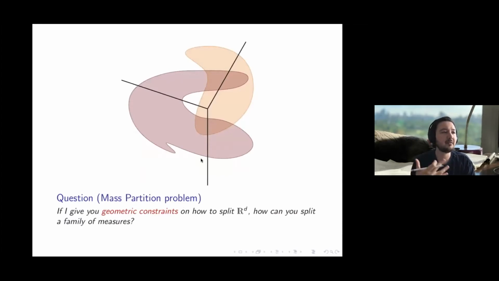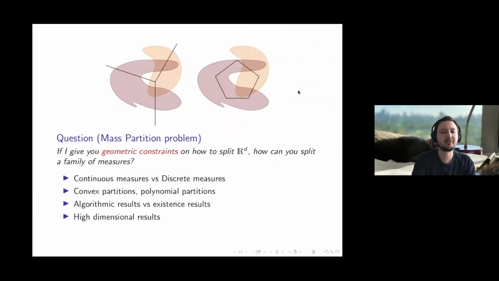So the main vague type of question we're working with is, if I give you geometric constraints on how to split R^d, say 3 convex cones in the plane or something more elaborate, what can you tell me about how you can split families of measures? How many measures can you split evenly? Maybe in some cases you want something that looks like this. Maybe I want to cut a regular pentagon, and I want the regular pentagon to do something with this. So it doesn't have to be that all pieces are equal. Sometimes you want something different, but this is more common, where you want something equitable between the pieces.